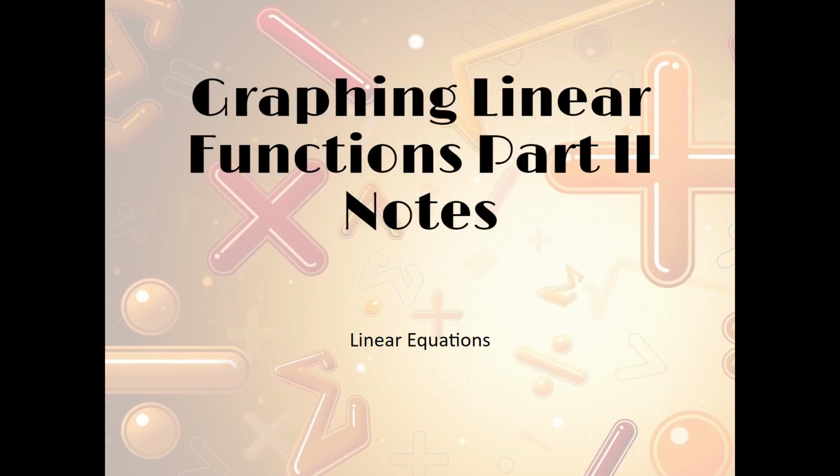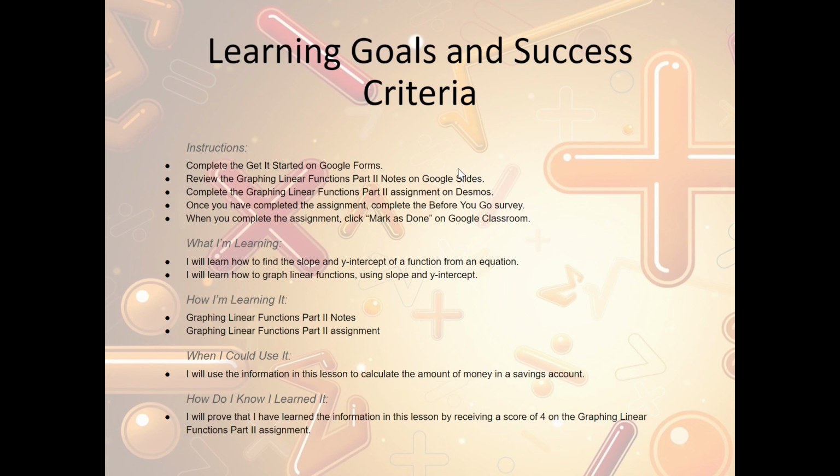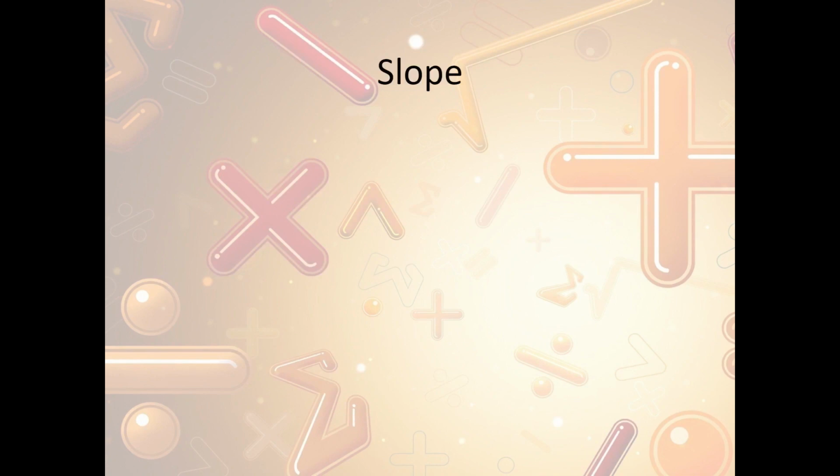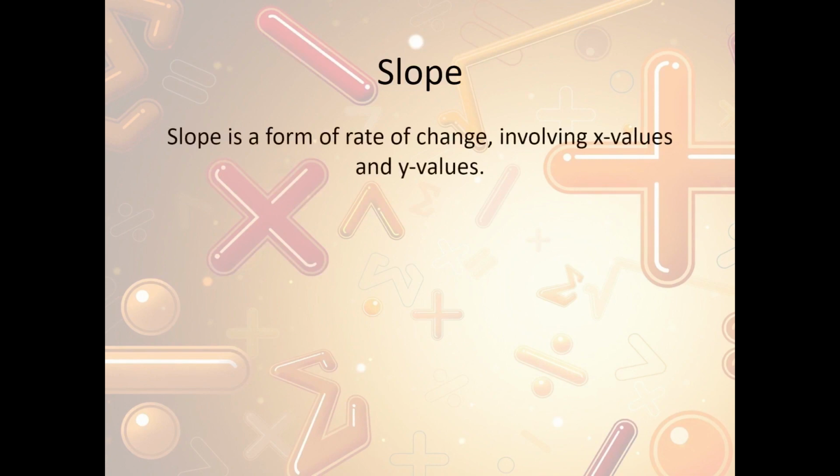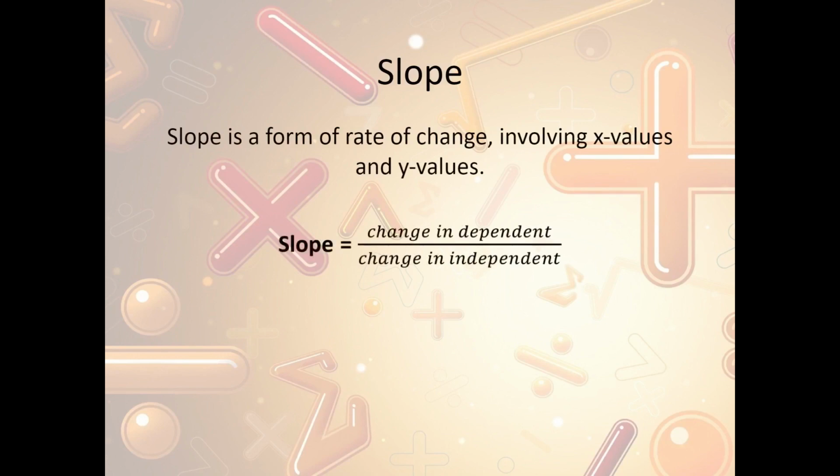Let's take a look at the Graphing Linear Functions Part 2 notes. The notes begin with the learning goals and success criteria. Now let's talk about slope. What is slope? Slope is a rate of change involving x values and y values. Slope is known for being the change in the dependent variable over the change in the independent variable. Now what does that really mean? That really means that slope is the change in the y values over the change in the x values. So it's always y over x.